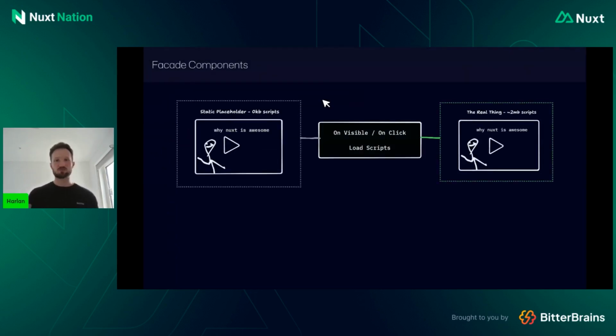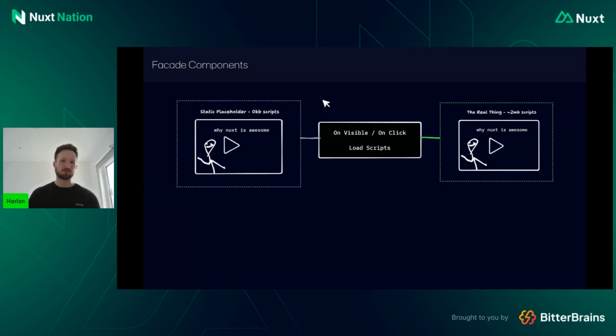We also ship facade components. These are very important for performance if you're loading in heavy libraries. Just quickly, what a facade component is: we're rendering a little widget, just using our markup, our HTML and CSS, and we're going to make it look like the real thing. So we're going to try and make a little YouTube player with some Tailwind, something like that.